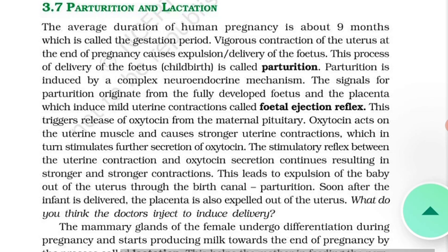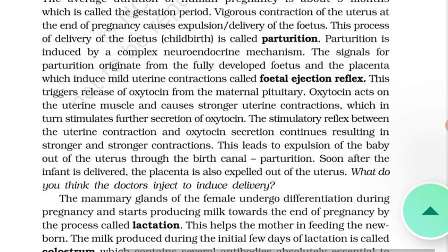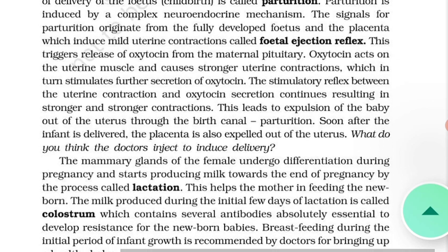This triggers release of oxytocin from the maternal pituitary. Oxytocin acts on the uterine muscles and causes stronger uterine contractions, which in turn stimulate further secretion of oxytocin. The stimulatory reflex between the uterine contraction and the oxytocin secretion continues, resulting in stronger and stronger contractions. This leads to the expulsion of the baby out of the uterus through the birth canal, that is parturition. Soon after the infant is delivered, the placenta is also expelled out of the uterus.